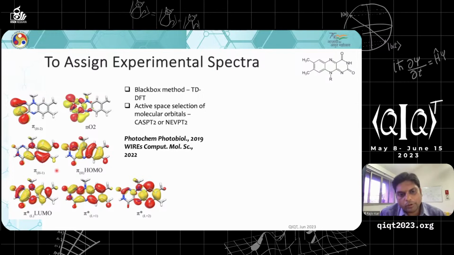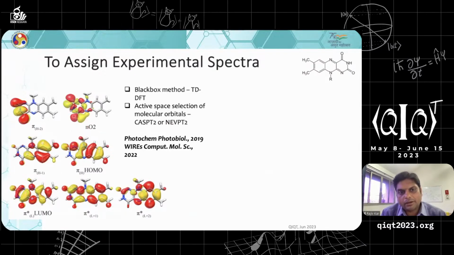On the other hand, if we are willing to be a bit more expensive, but aiming to achieve more reliable phenomena, then we have some advanced features. For example, active space selection of molecular orbitals, where we can use the complete active space perturbative methods or N-electron valence perturbation theory. There we can actually take control of the molecular orbitals involved in the transition.